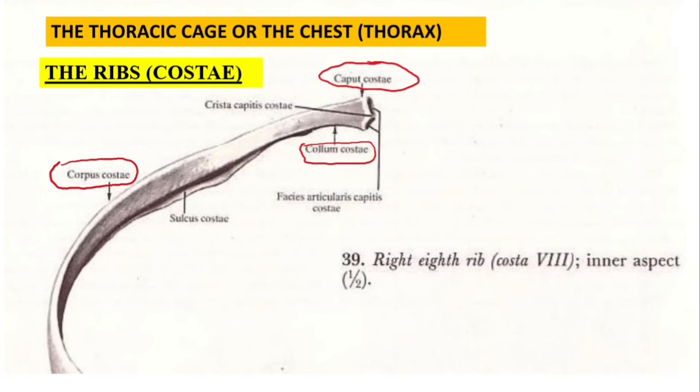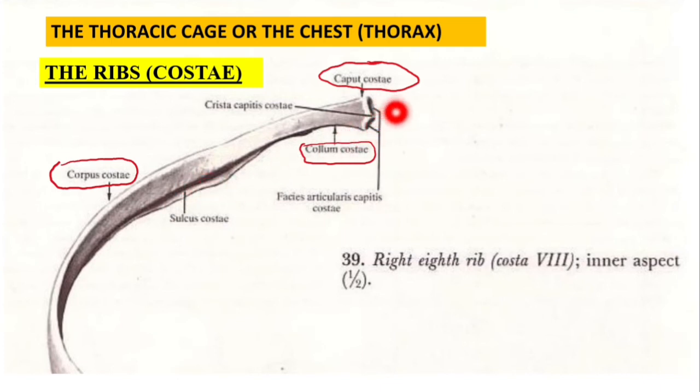corpus costae. For now, you need to know that typical ribs usually have surfaces like the internal surface and the external surface, and the superior margin and the inferior margin. Typical ribs, of course. I will tell you about atypical ones later. On the inferior edge, you find this groove, sulcus costae, for the vessels and nerves. Sulcus costae.